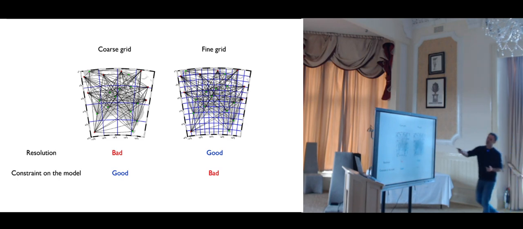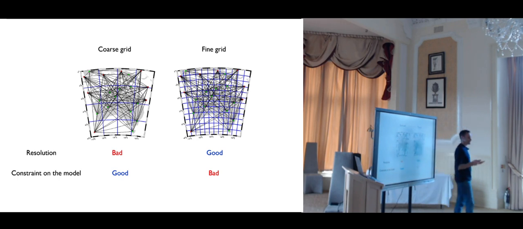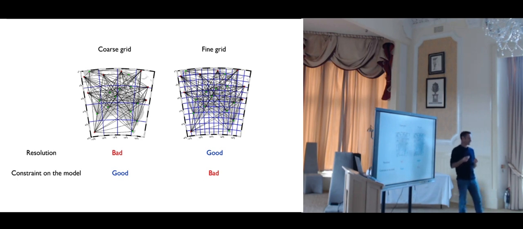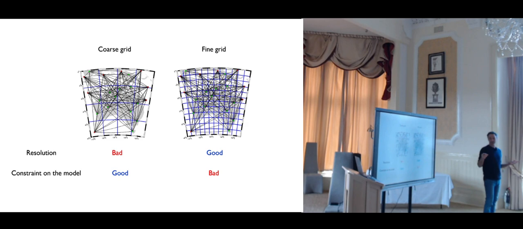If we use a coarse grid, you see that there are a lot of rays going through one cell. So the average velocity within this cell is going to be a very good average, a very robust average. The uncertainty on this average is going to be quite small. So we have a good constraint on the model. But at the same time, the resolution is quite bad because we have large cells.